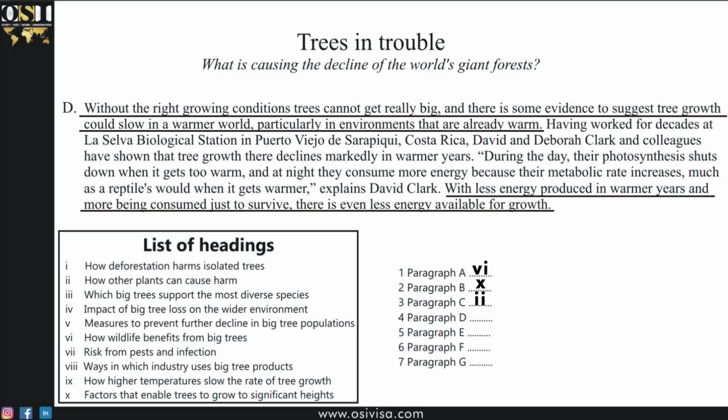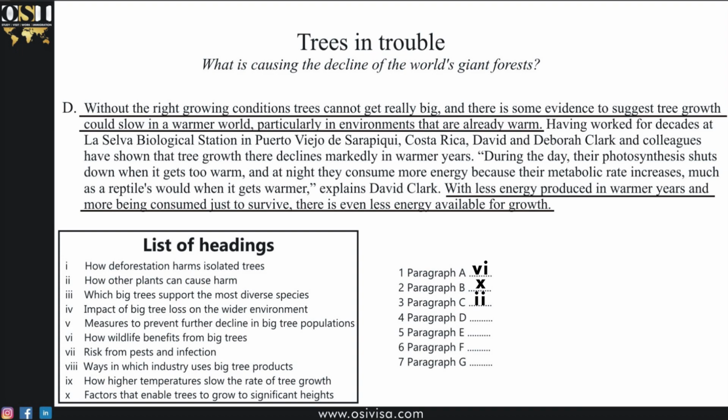Alright, so let's do one more. Paragraph D, it is a bit bigger compared to the previous paragraphs. Let's see what it's about. It says, without the right growing conditions, trees cannot get really big, and there is some evidence to suggest that tree growth could slow in a warmer world, particularly in environments that are already warm. Alright, so this sentence should suggest that there was something like this in the headings. It says here twice, a warmer world and environments that are already warm. Places that are warm usually have higher temperatures, and due to higher temperatures, trees cannot get really big. This is what the sentence says.